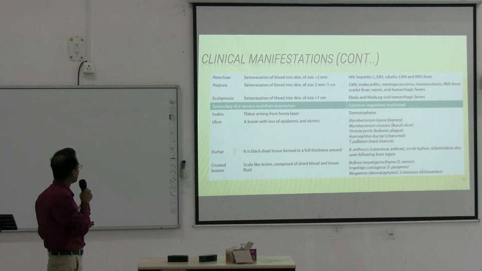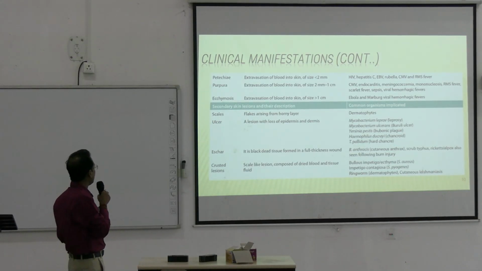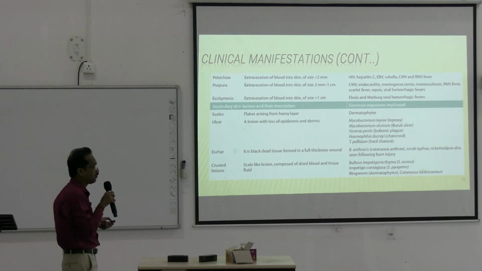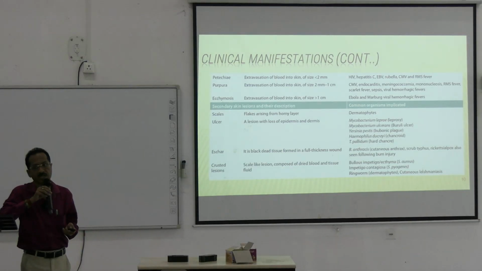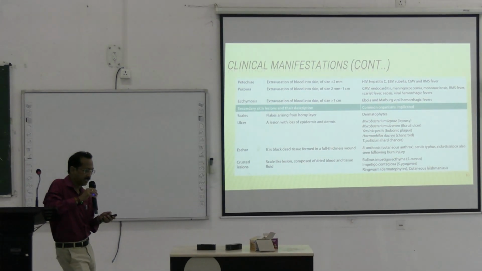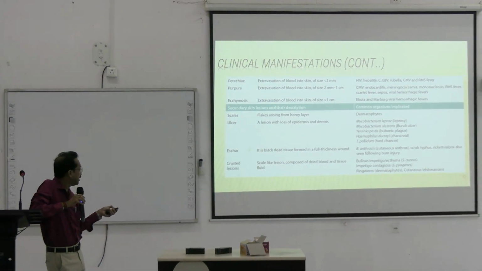Extravasation of blood is petechiae if it is less than 2 mm; when it is 2 mm to 1 cm, it is called purpura. Purpura may be due to decrease in platelets, or due to cytomegalovirus infection, meningococcal infection, endocarditis. So this may present as papule even in dengue, dengue viral hemorrhagic fever. So in your question, if there is a mention of these things, you should think of these infections.